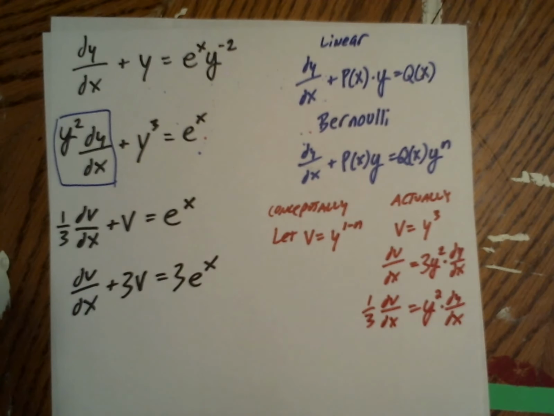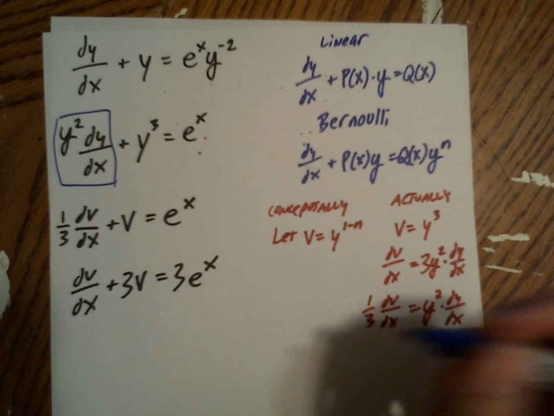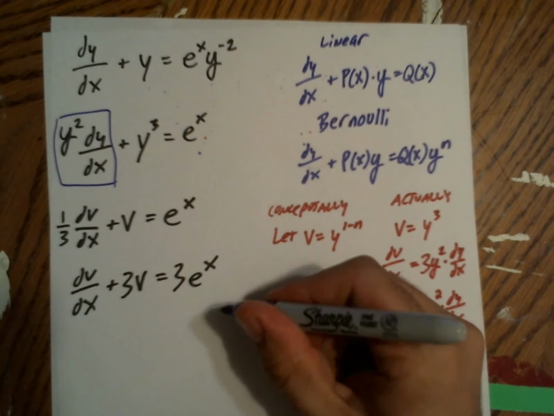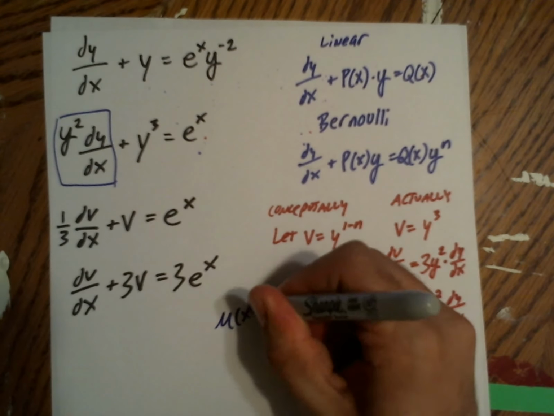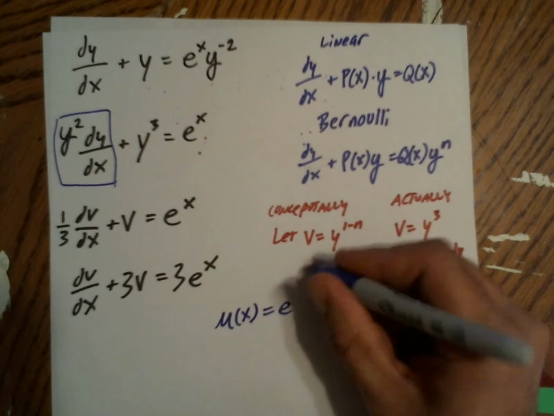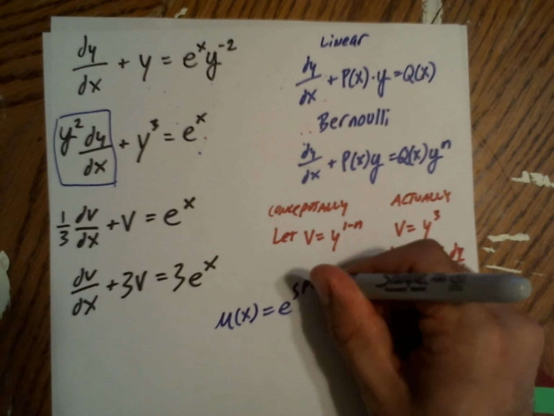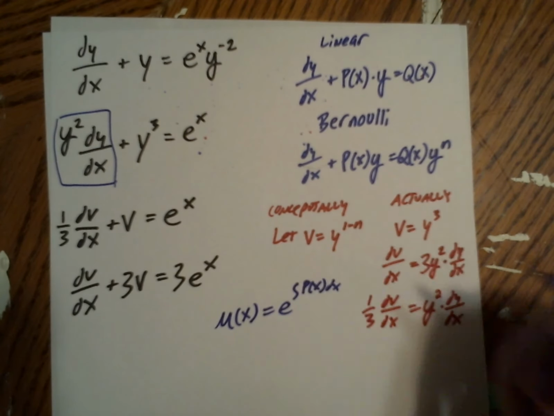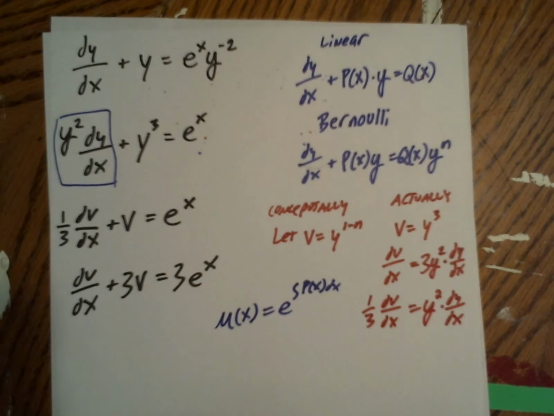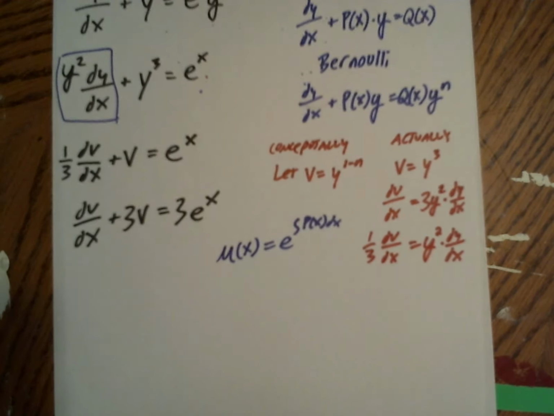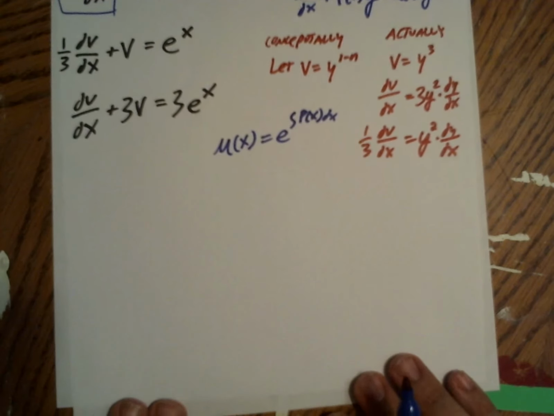And like all linear equations, we're going to find a mu so that we can rescale everything. And mu is always going to be equal to e raised to the integral of p(x) dx. I'm going to write this from here down, starting on a different sheet. Now I'll just push it up. Okay, cool.